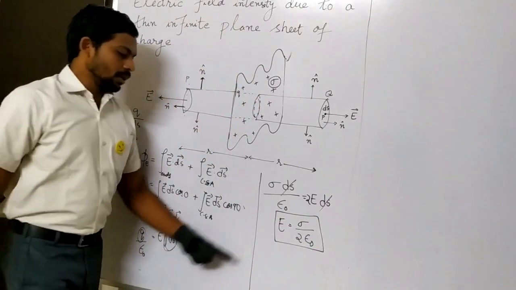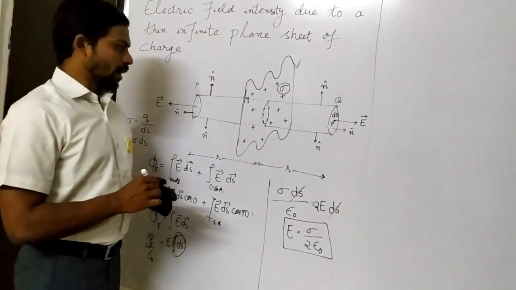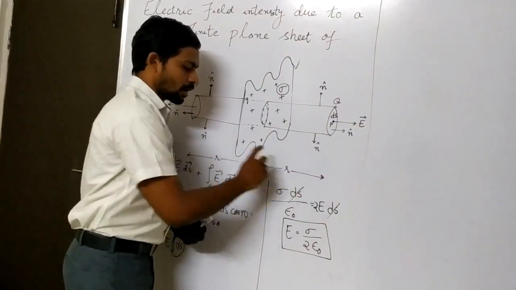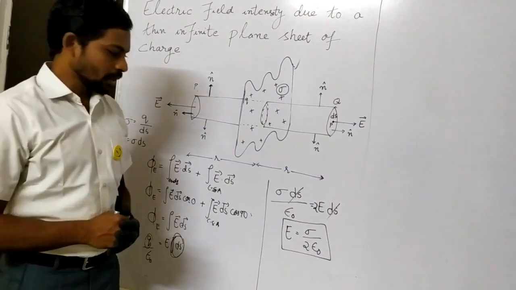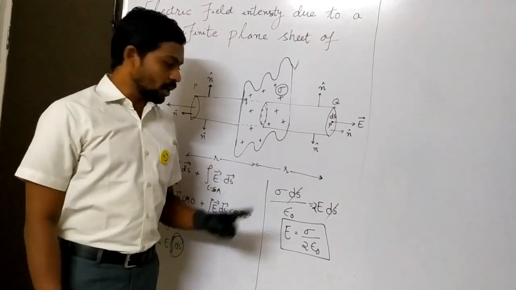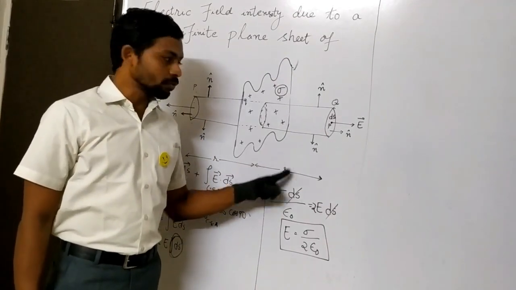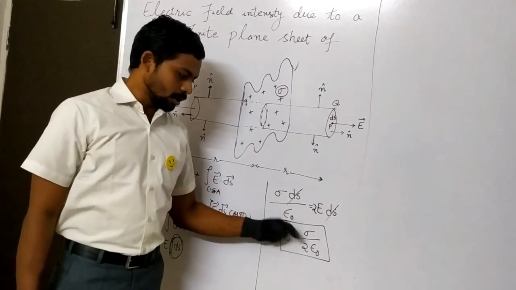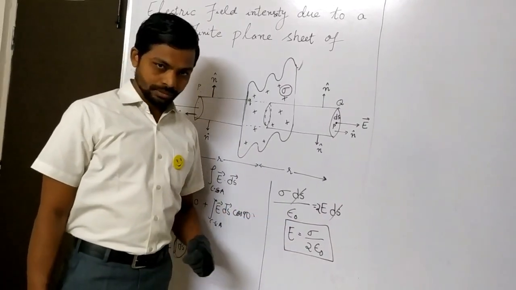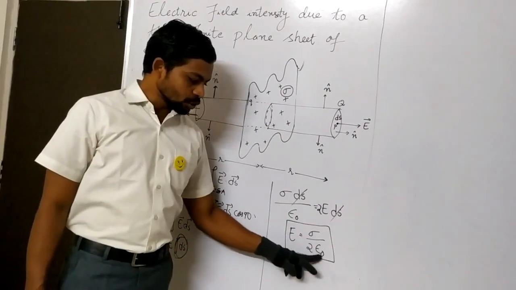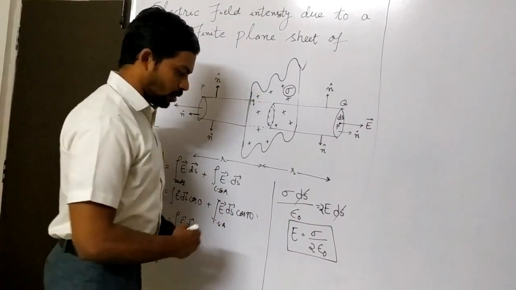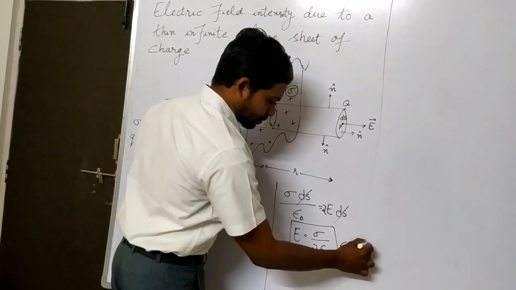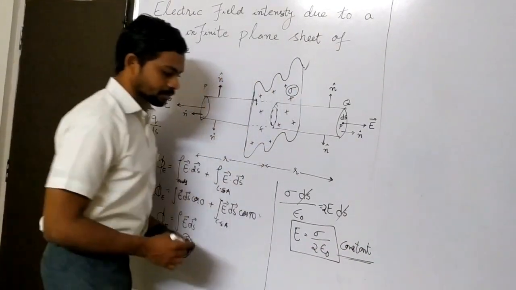So friends, this is the electric field intensity at a point P, which is located at a distance r. It's very clear that the electric field intensity does not depend on the distance of the point from the thin sheet. It depends on the surface charge density. If these two are constant, then obviously electric field intensity also will be a constant.